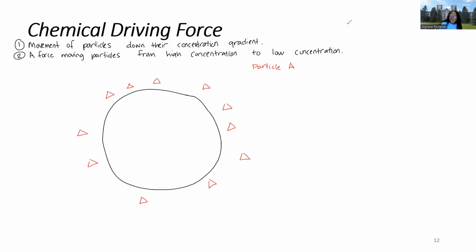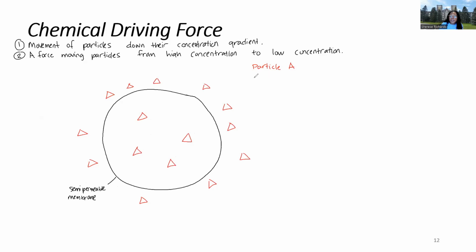Okay, let's also label that this is a semi-permeable membrane, right? So in other words, while these particles are being separated, they could get through if the conditions allow, right? If there was enough of a driving force. So on the inside of the cell, we have very few numbers of particle A.